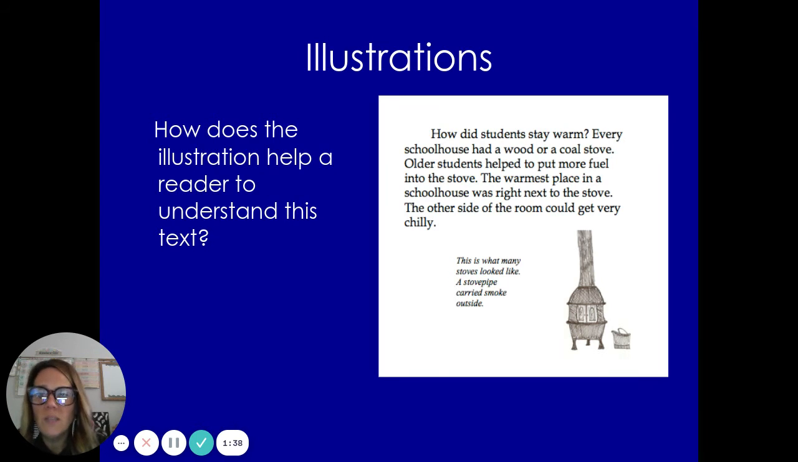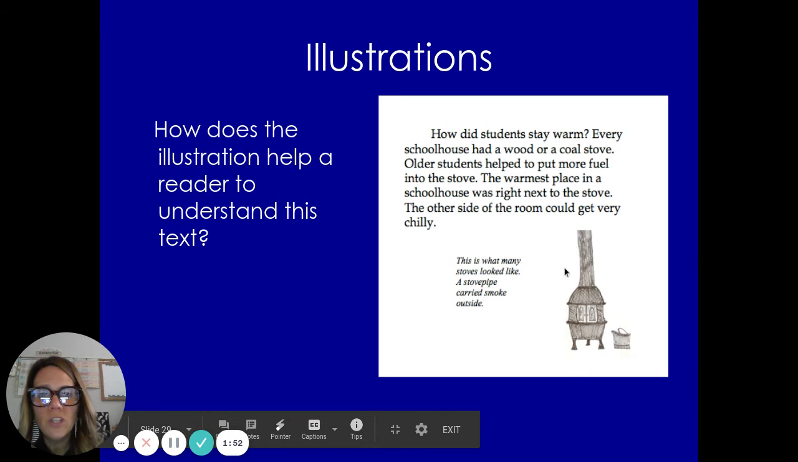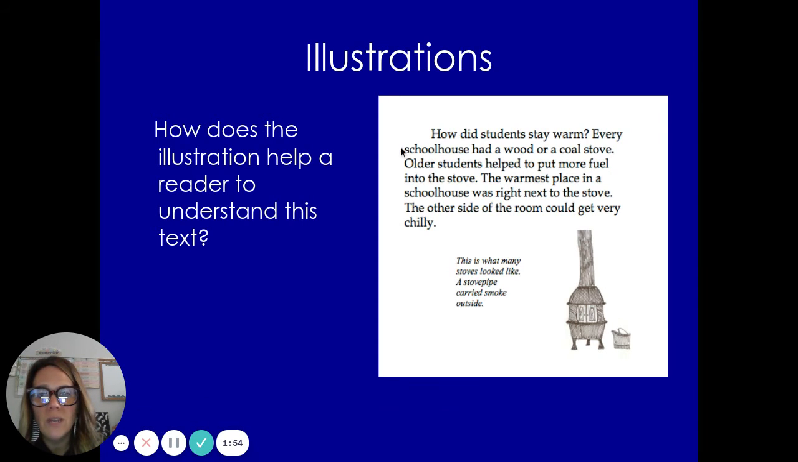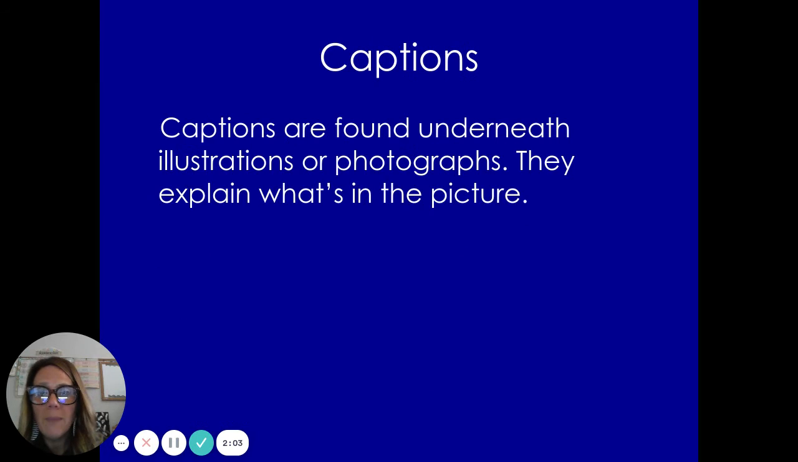Okay, and so then there's a picture of a wood stove, right? And look beside of it. We're going to talk about this in a minute. Okay, look right here. It says this is what many stoves look like. A stovepipe carried smoke outside. So now we have a picture of the stove, so we can understand better what the author just wrote. But here we have what's called a caption, okay? And captions are found underneath illustrations or photographs, and they explain what's in the picture, okay?